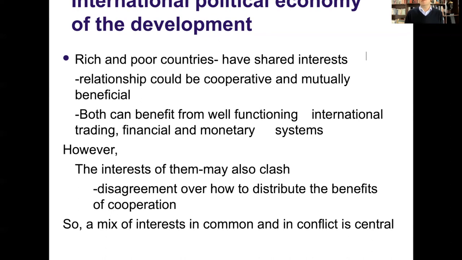However, that doesn't mean that it is without a clash of interest. In this distribution, there is often a clash over the benefits of the cooperation. Very often developed countries are more powerful and are not necessarily purely interested in the development of the developing countries, but rather in maximizing their own individual profits.